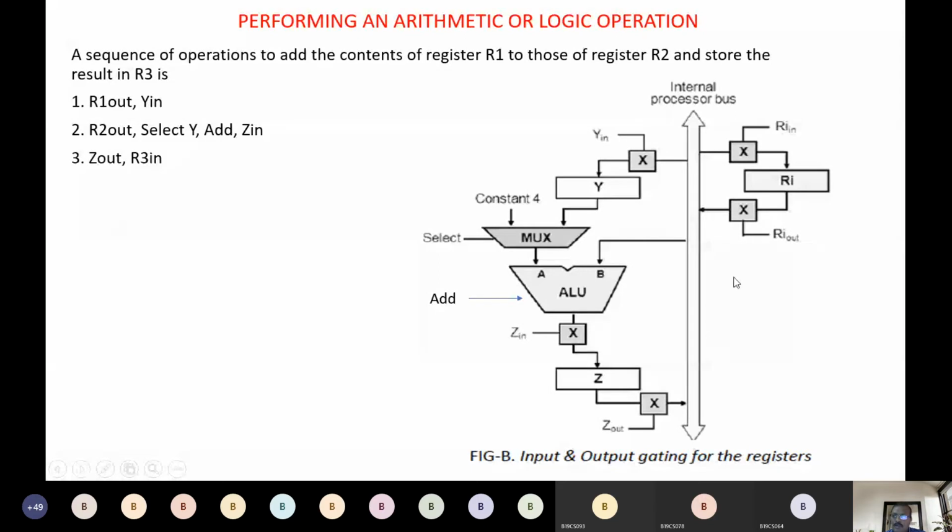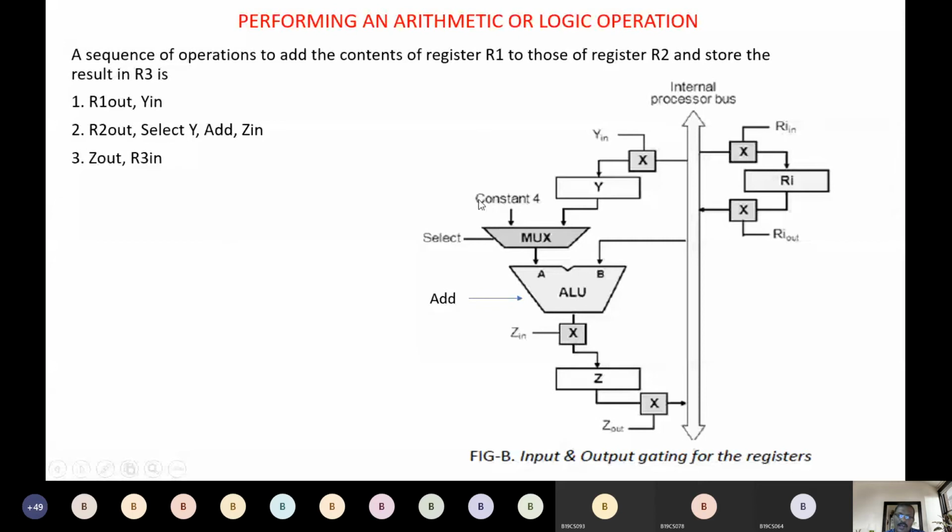Similarly, we will take the data from the R2 register. How do we take it? With the R2 out signal, the second statement you can see. With R2 out made 1, the data flows to the internal processor bus and is transferred to B. And here we have the data from Y, which is indirectly from R1.